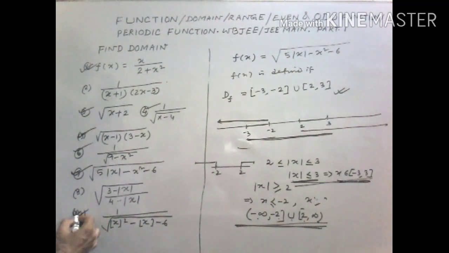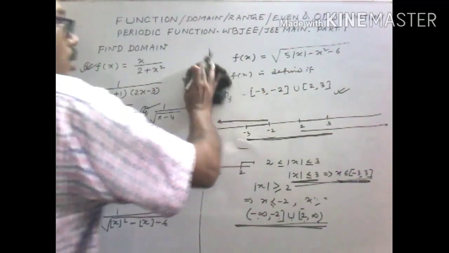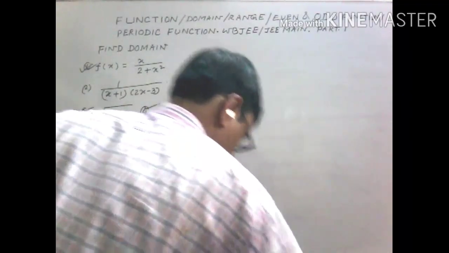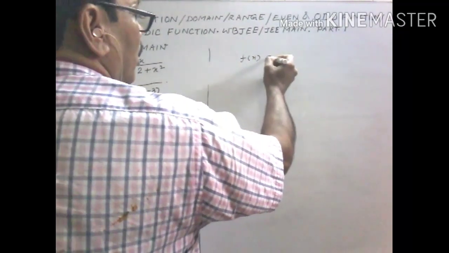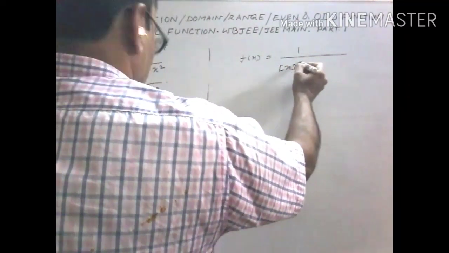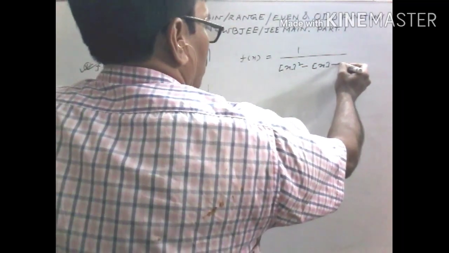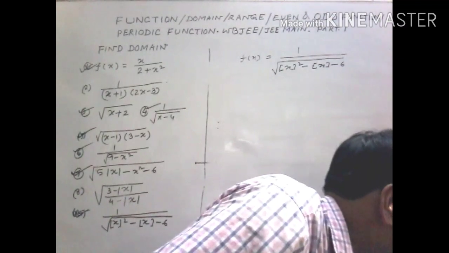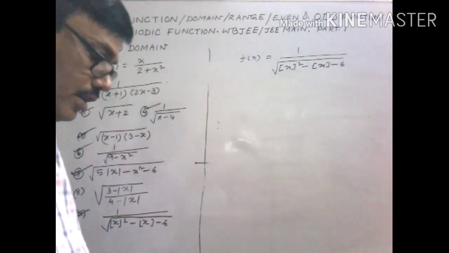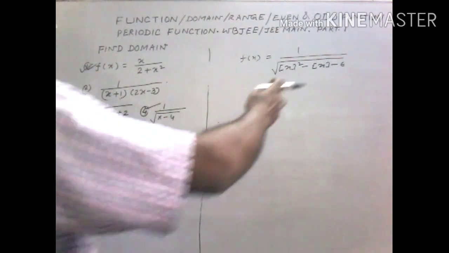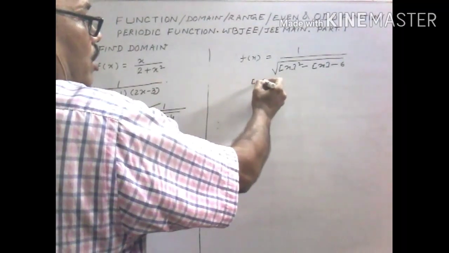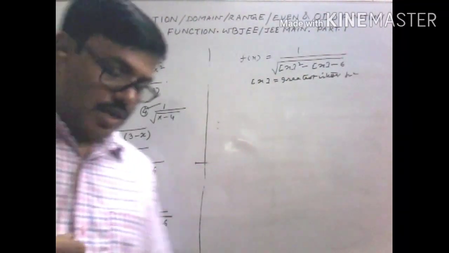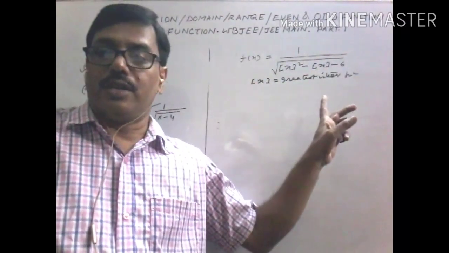Now we consider the domain of problem number 14. f(x) equals [x] whole square minus [x] minus 6, all within root, where [x] is the greatest integer function. This bracket symbol is the greatest integer function. Now, same procedure: the denominator is within a root sign.